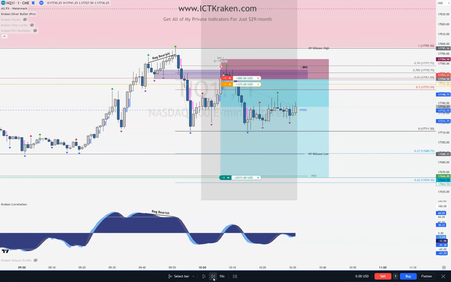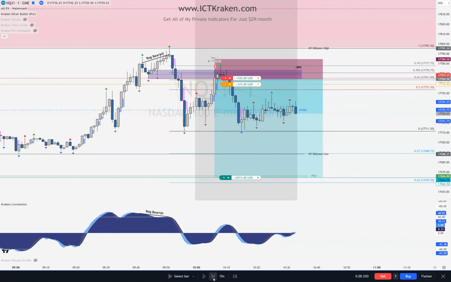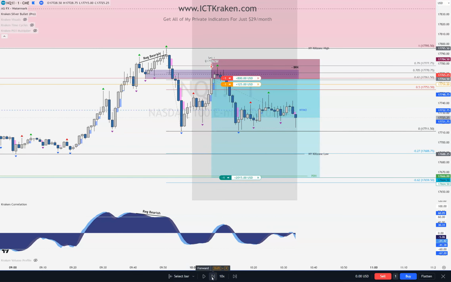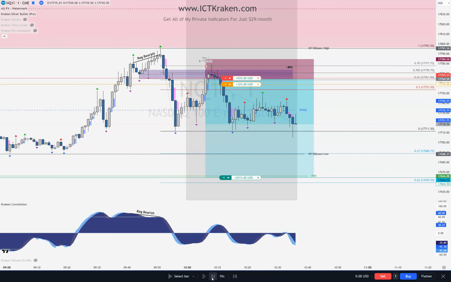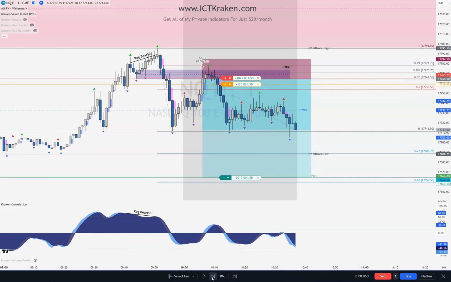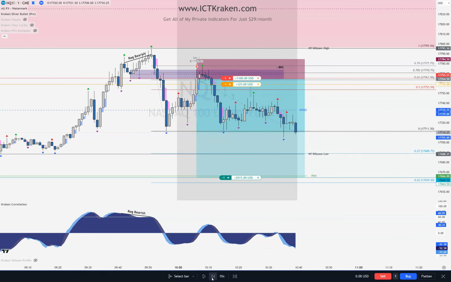Time distortion right here. Got over 20 minutes, just right here. 15, almost 20 minutes. Almost 20 minutes until it starts moving. And even then, it just swept that low. Come on, start moving.